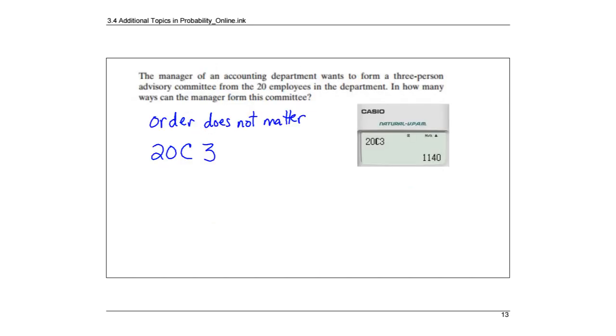All right, a manager of an accounting department wants to form a 3-person advisory committee from the 20 employees in the department. In how many ways can the manager form this committee? So there's no words about a president, a vice president. There's no words about order. So we're going to go ahead and do a combination. We'll do 20C3 because we're picking from 20 employees and we're only picking 3. So we've got a combination.